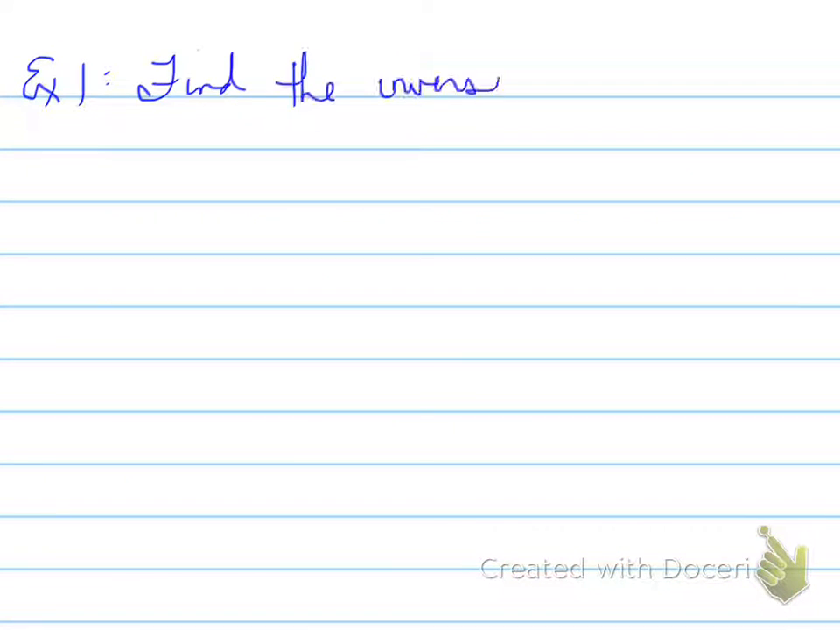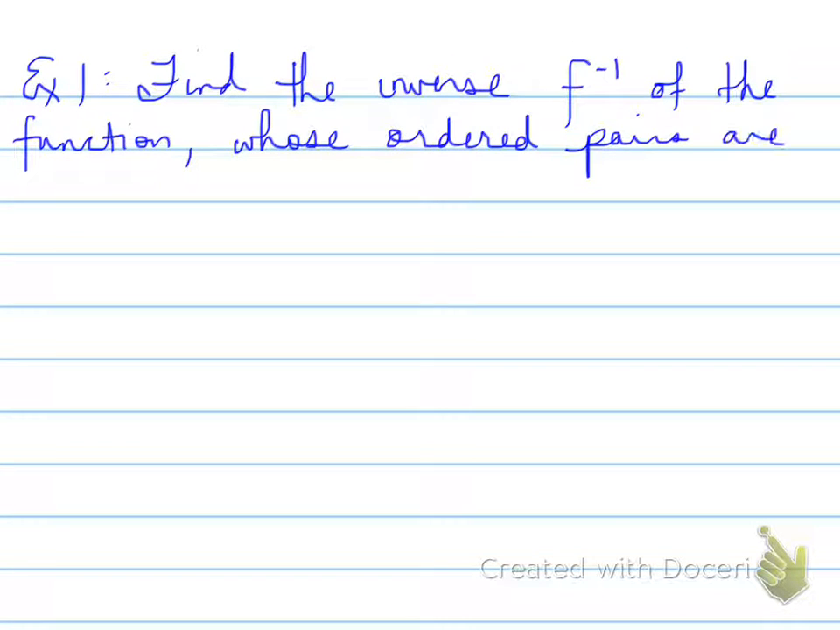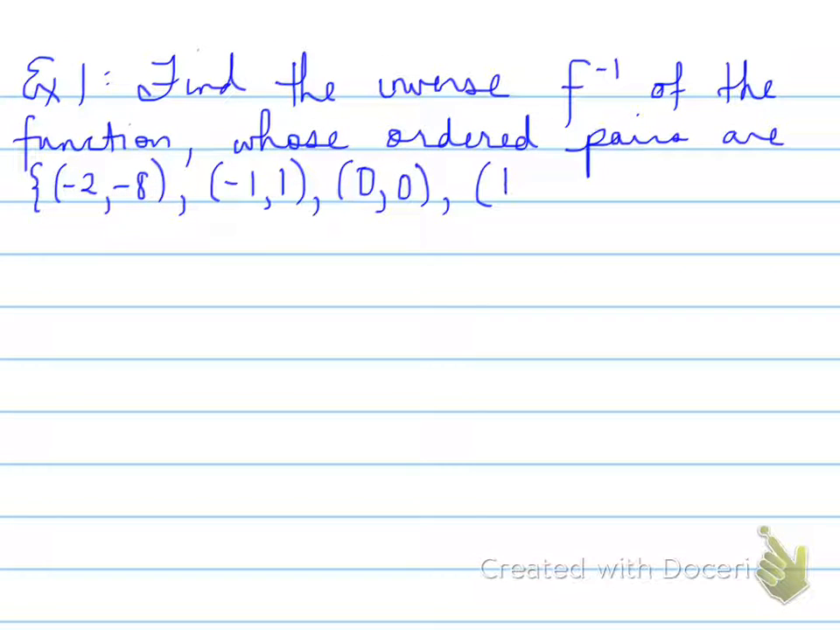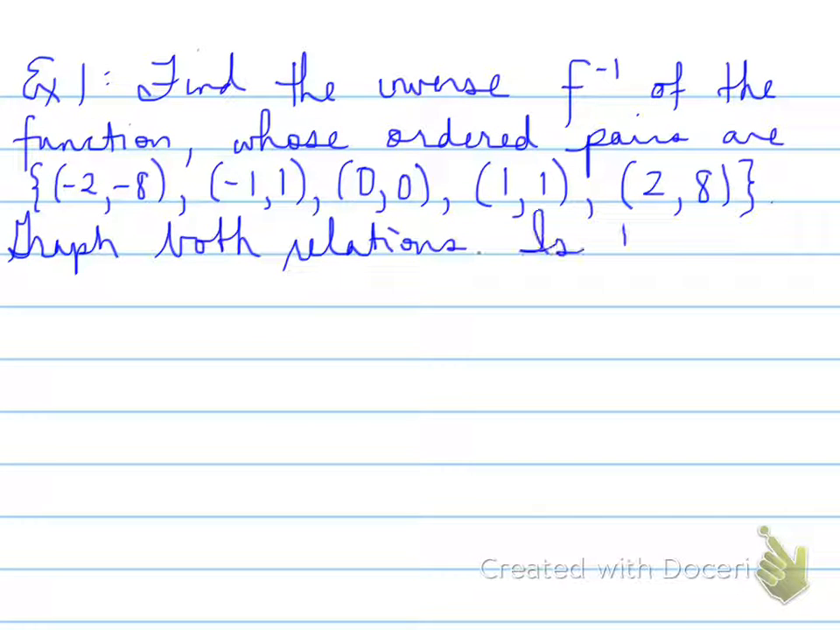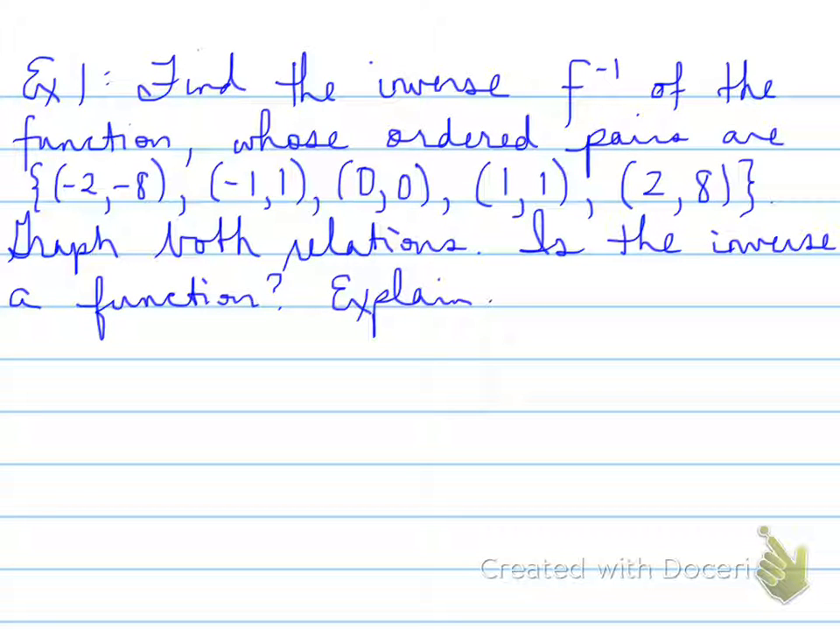Example 1. Find the inverse, f inverse, of the function. So inverse, now remember that we use this symbol to represent the inverse of the function whose ordered pairs are the following. So this is our f. Now, graph both relations. Is the inverse a function? Explain.